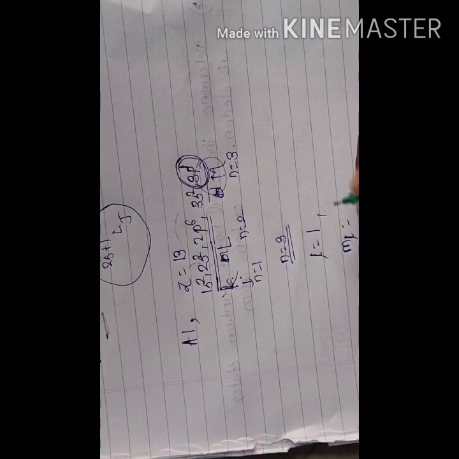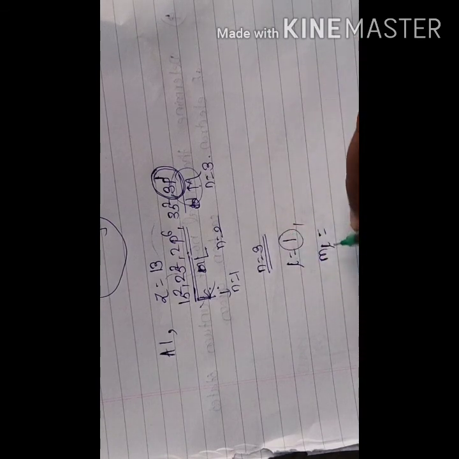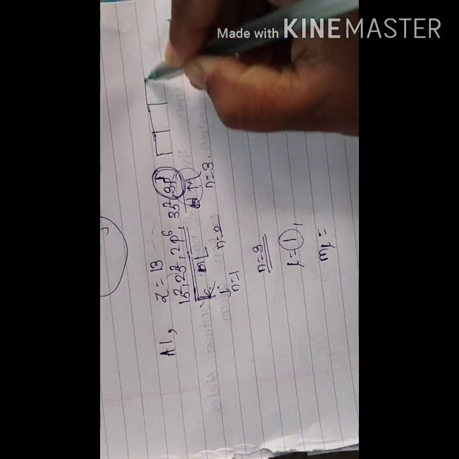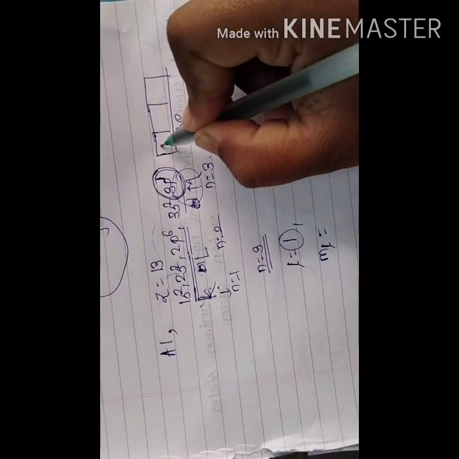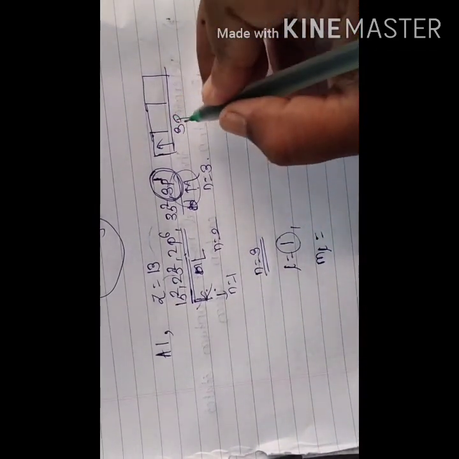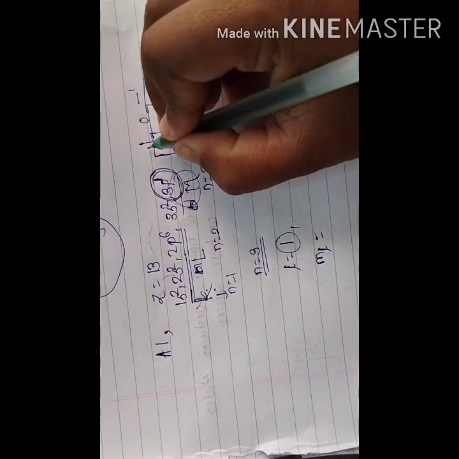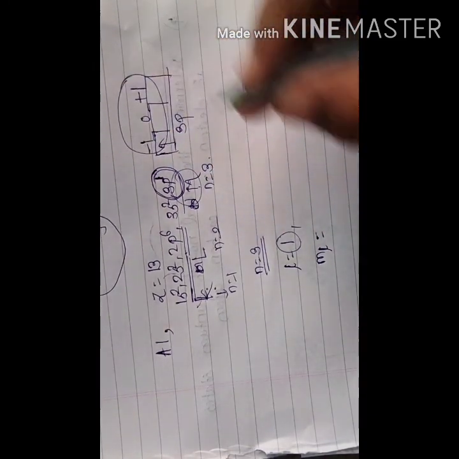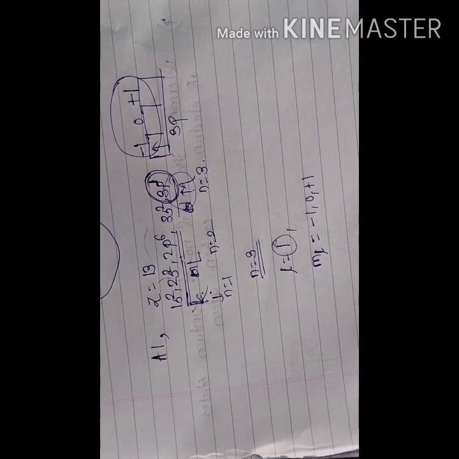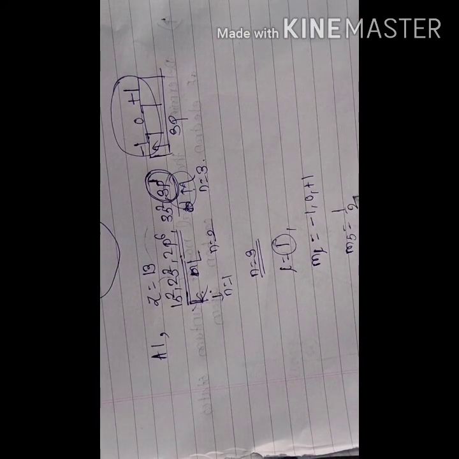For n equal to 3, the value of L is 1. In the 3p level there is only one unpaired electron having spin half. The values of ml are -1, 0, plus 1 for L equal to 1, and the spin is equal to half only.